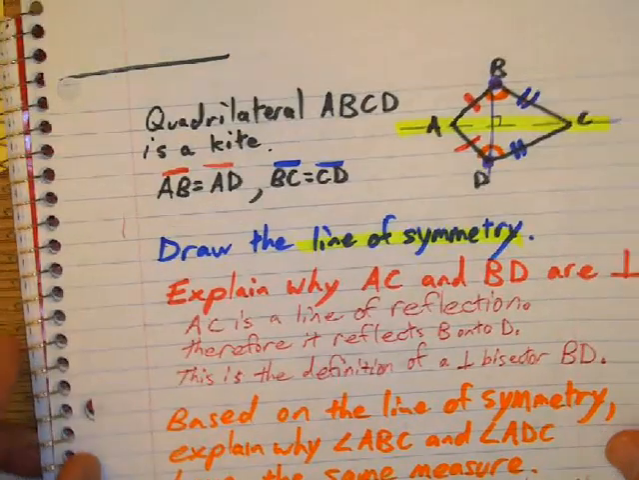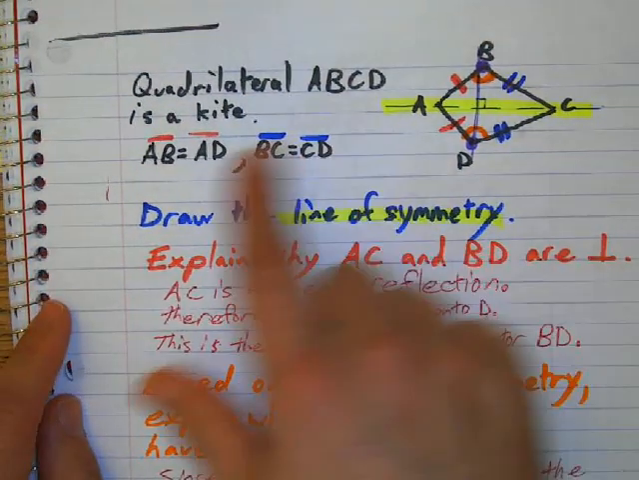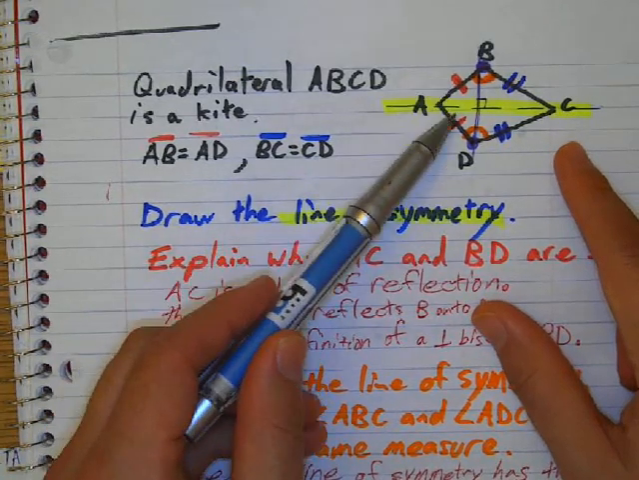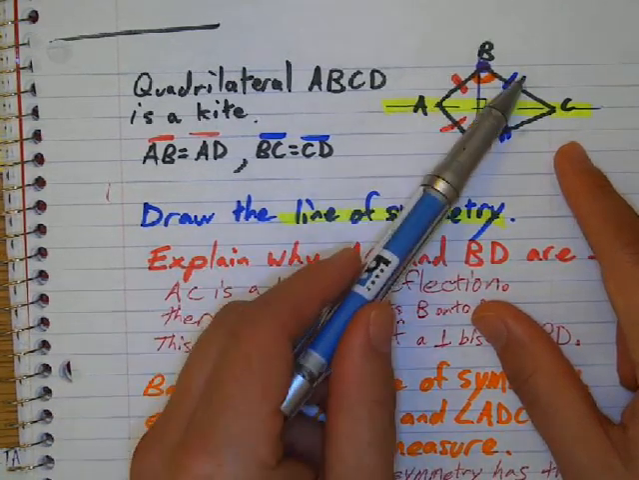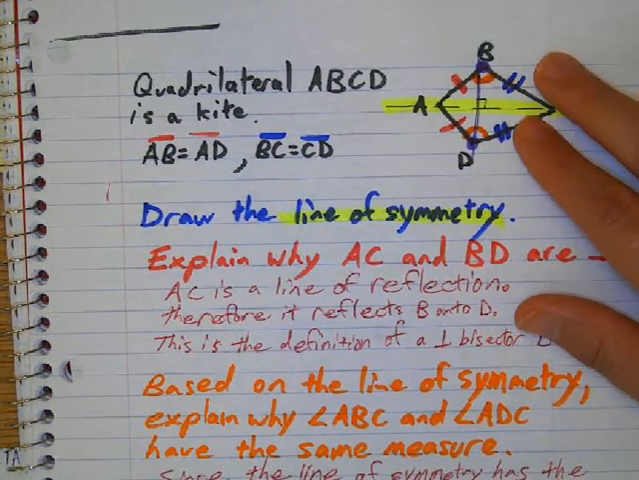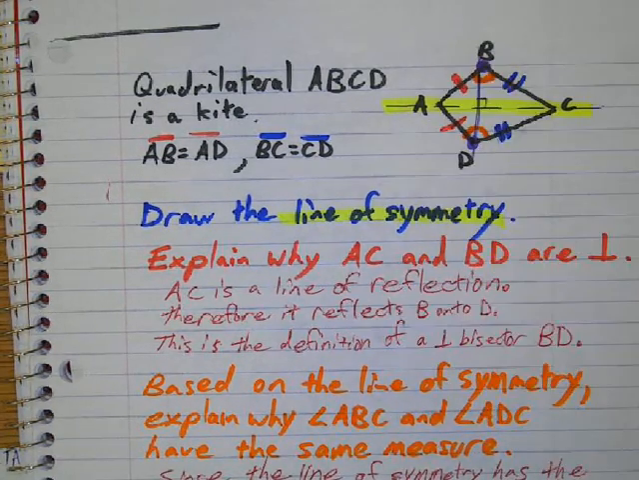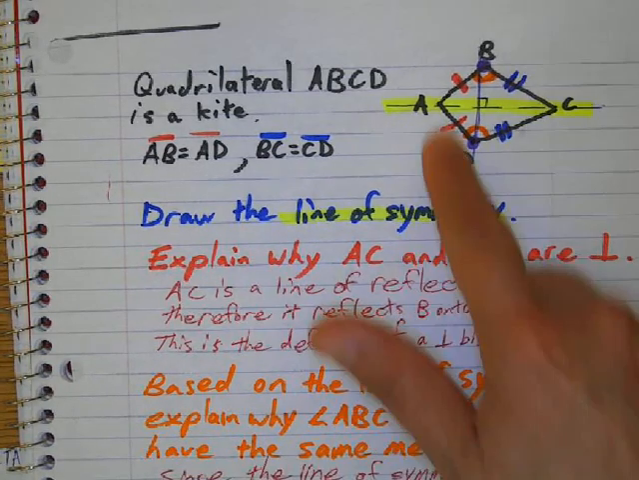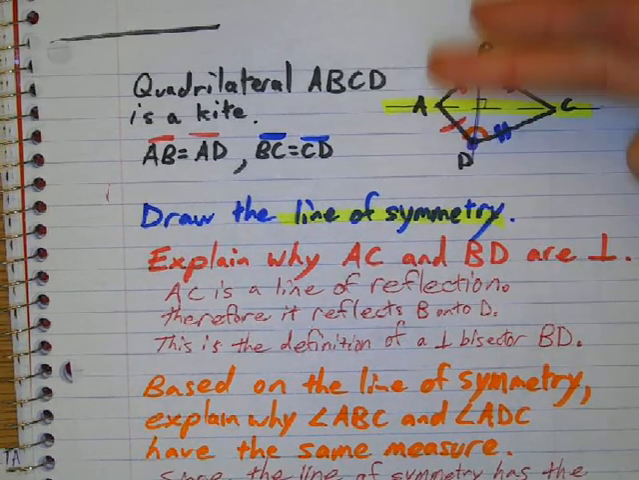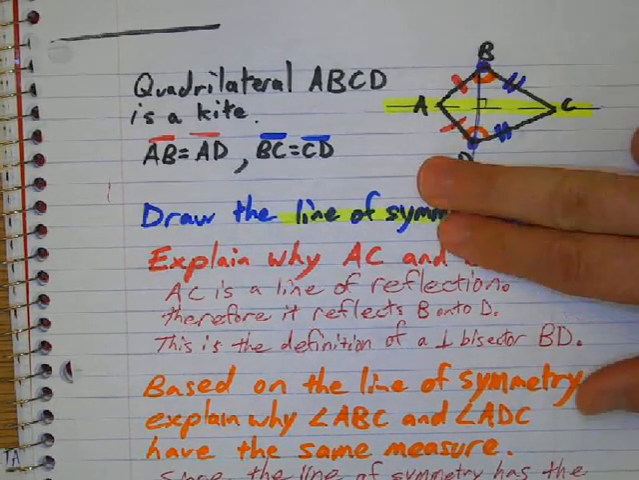Okay, next. Quadrilateral ABCD is a kite. Whenever you have a kite, that means you've got two sides that are the same and two other sides that are the same, but these blue double marked ones have a different length than the red single marked ones. So we need to draw the line of symmetry. The line of symmetry is right here. So if I flipped this over to here, it's going to be the same.